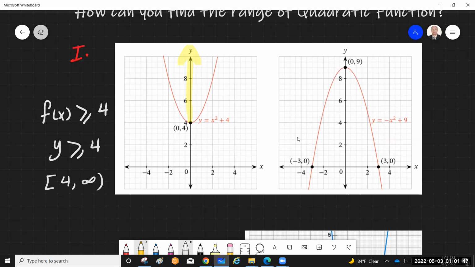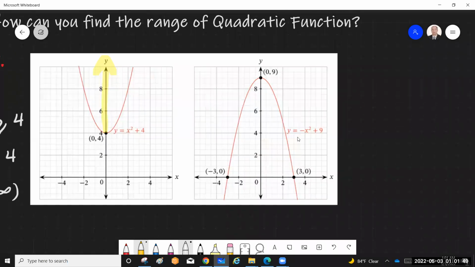Okay? The other function, to the right, opens downwards. It starts from 9 and goes down to negative infinity. So the range of this function is negative infinity. We always read the interval from the smallest to the biggest number, negative infinity until this point, 9.